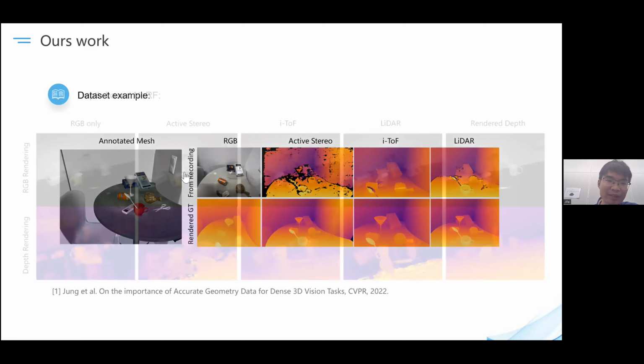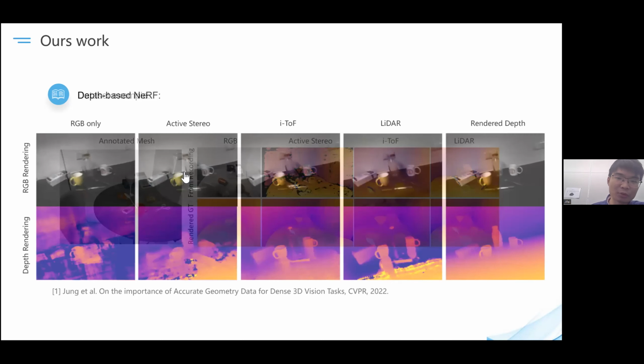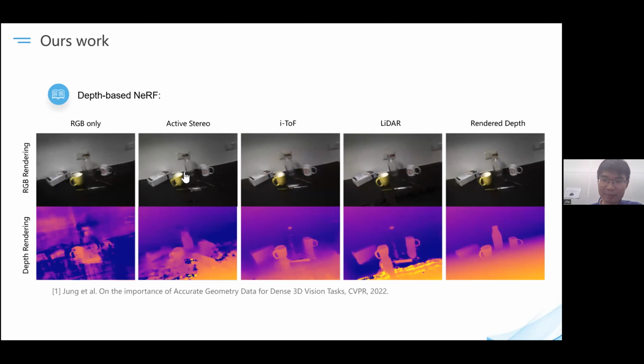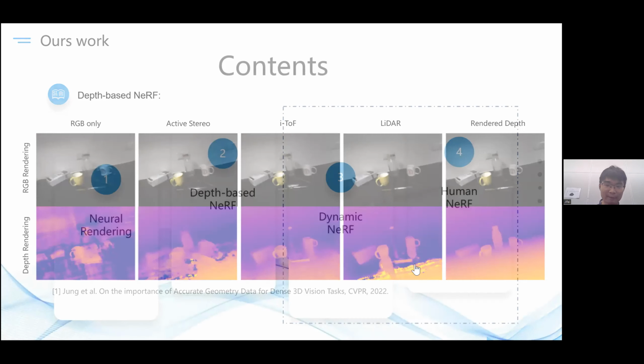And with this dataset, we can do a much better depth-based NeRF, or depth-based neural rendering. As you can see, compared to RGB only, the NeRF fails to render the scene in a correct way, and the geometry is very messy. With different sensors, this quality can be improved a bit. And with the depth we provided, we can get the best depth compared to all the methods here. Yeah, so this is what we did at CVPR last year.